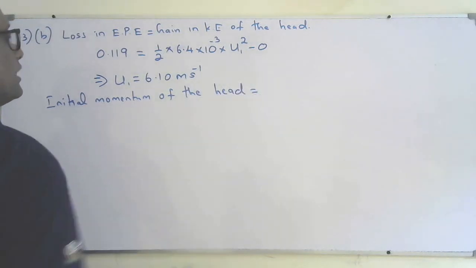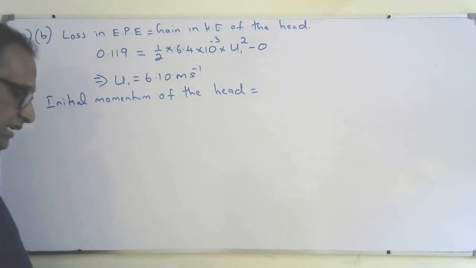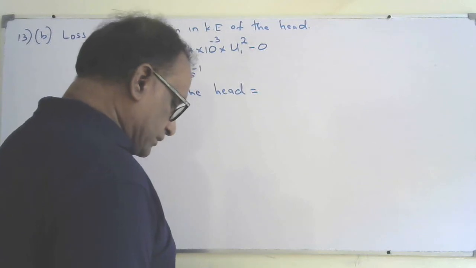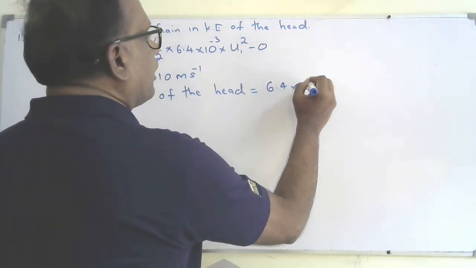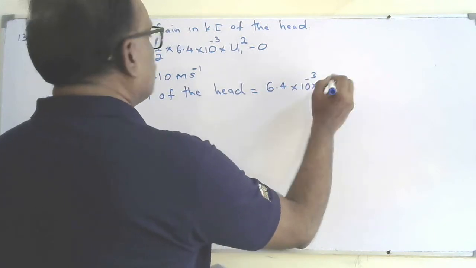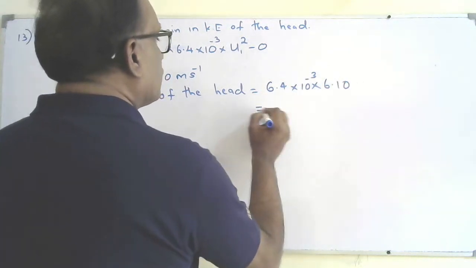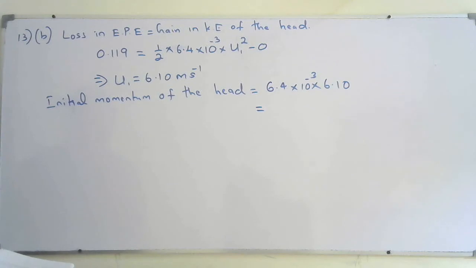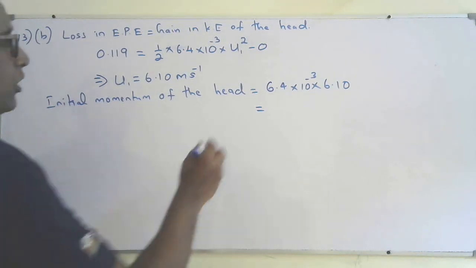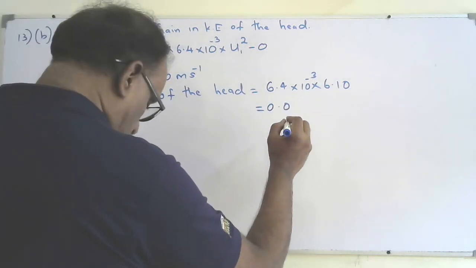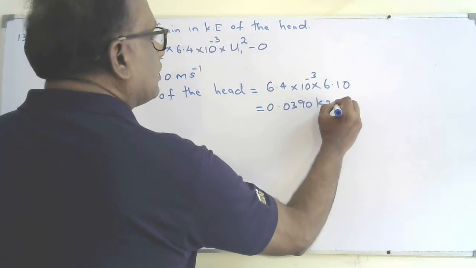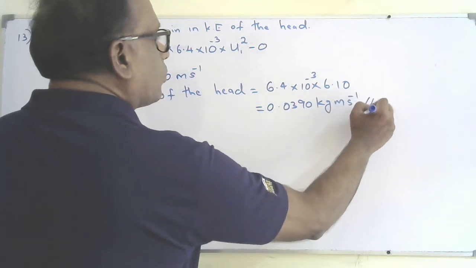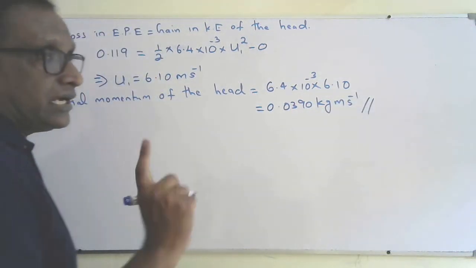So its mass is 6.4 grams. So that will be 6.4 times 10 to the power minus 3, times 6.10. That's the initial momentum. We'll find that one. That will be 0.0390 kilogram meter per second. Okay, that's the initial momentum of the head.